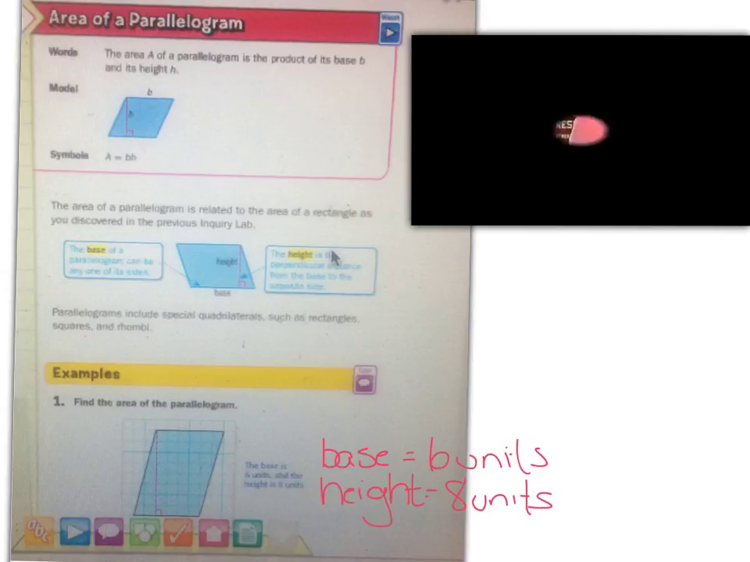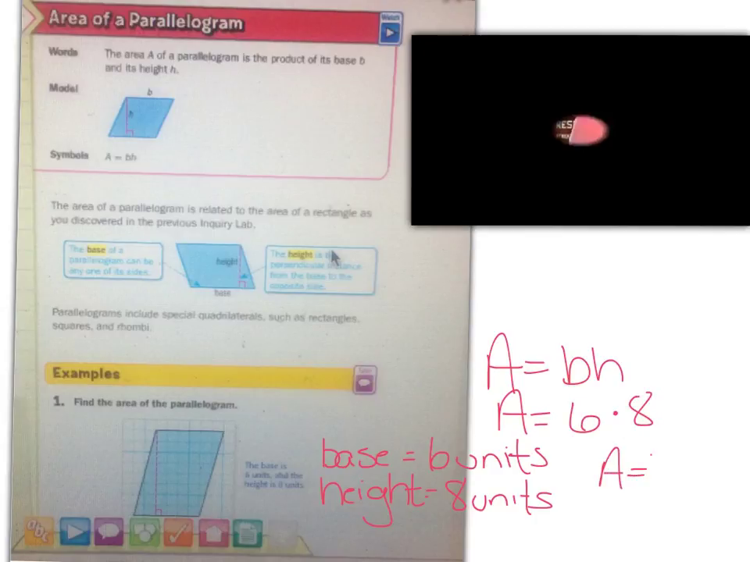So let's write our formula out. Area equals base times height. So that's simply area equals 6 times 8. So area equals 48 units. Now, however, remember when we do area, our units always need to be squared. So square units, that's really important. Okay, go ahead and go to your next page, please.